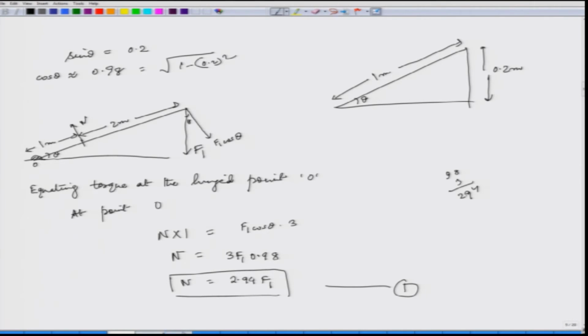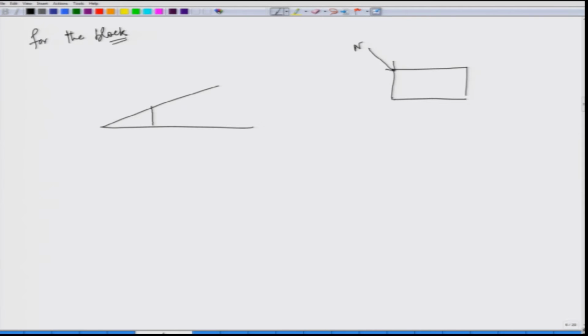Now, for the block, we see that it is pushed by normal like this. Let us again draw the angle here. So it is like this. This is theta and the normal is acting like this. So this will be my theta, and this is my N.